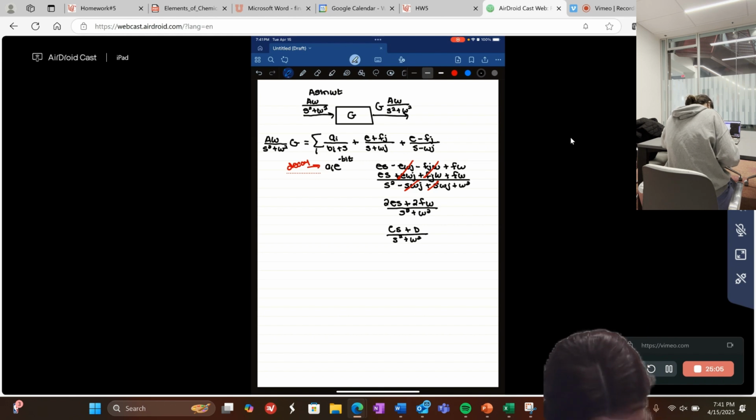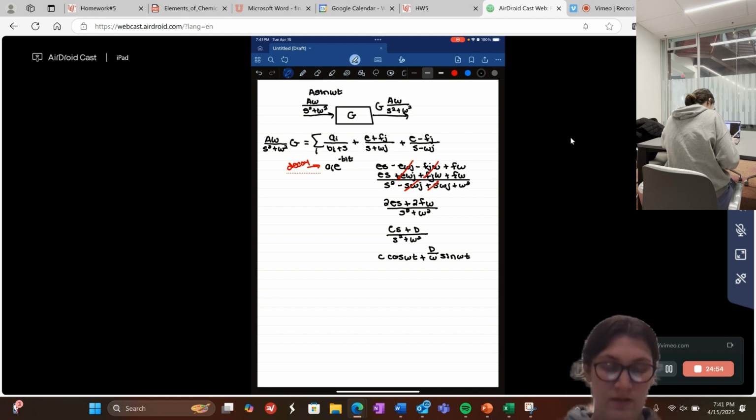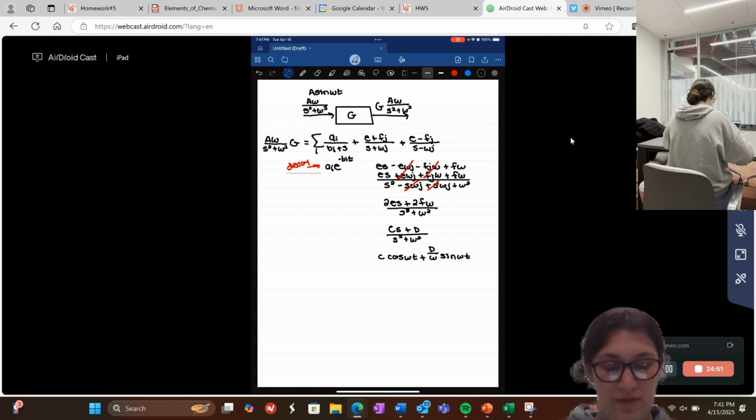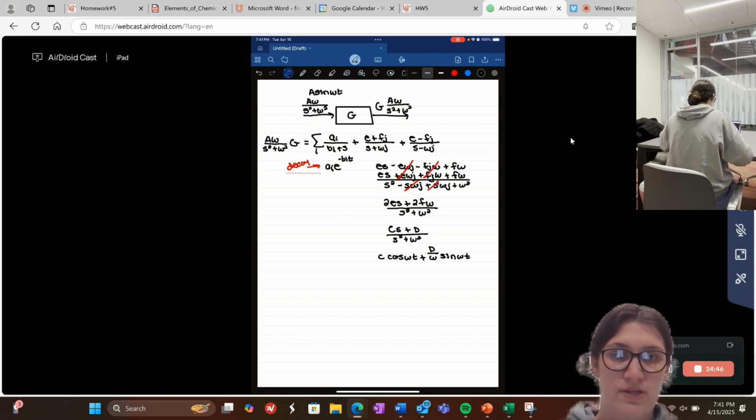Now we can take the inverse Laplace transform of this, and what we end up with is C cosine ωt plus D over ω times sine ωt. Now what we want to determine are these coefficients. So we want to find out what C and D over ω are.